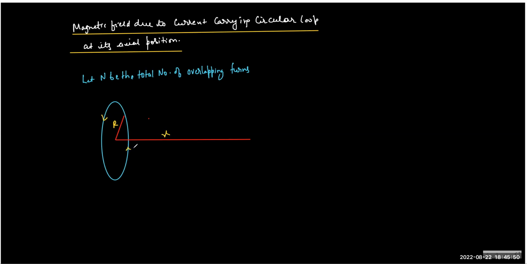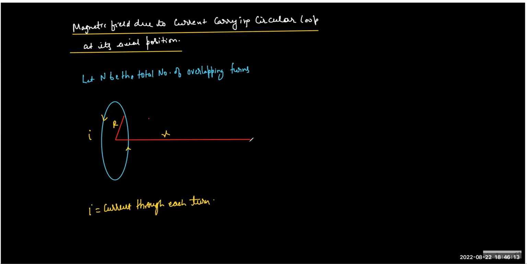So let's say this is carrying current I. Now I is a current through each turn, not through the ring. What is I? Current through each turn. Okay.